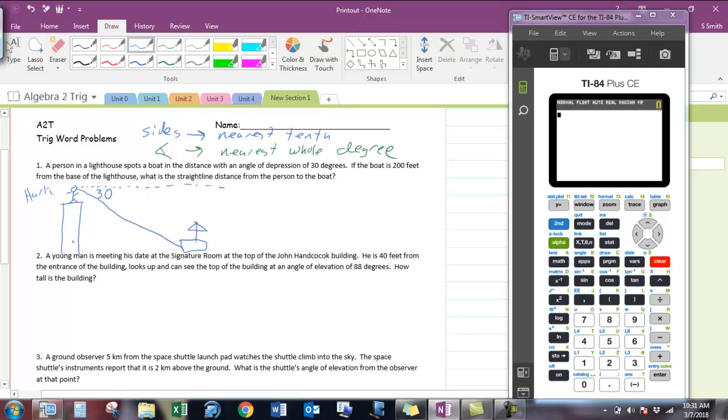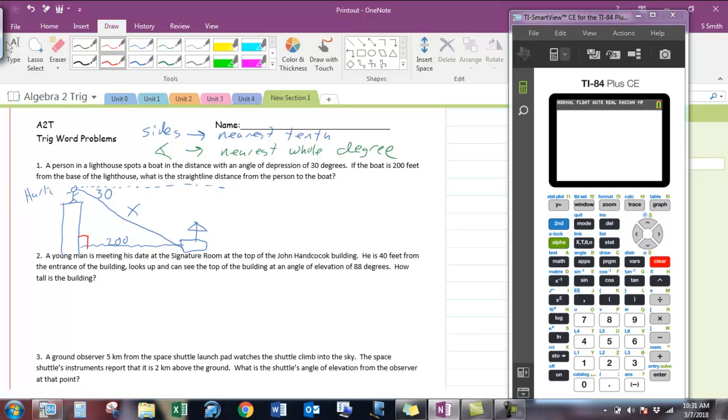Now it says that the boat is 200 feet. So the boat, here's some water. The boat is 200 feet away from the base of the tower, the lighthouse. What is the straight line distance from the person to the boat? So from the person to the boat, they want us to find this line. They want us to find that as x. Alright, so remember, these are all right triangles. Where is the right triangle? Well, think about that as the right angle, and you can see that we have a right triangle right here.